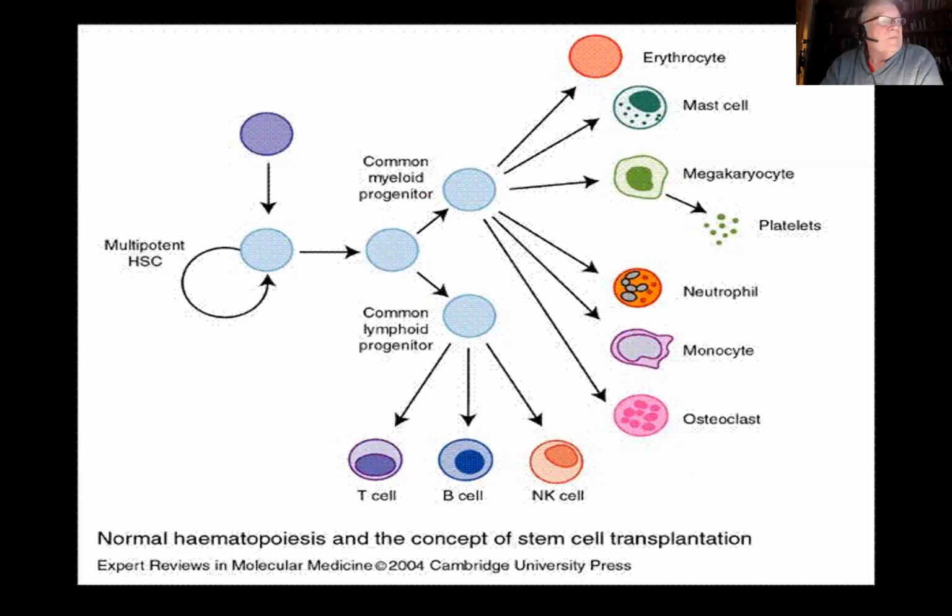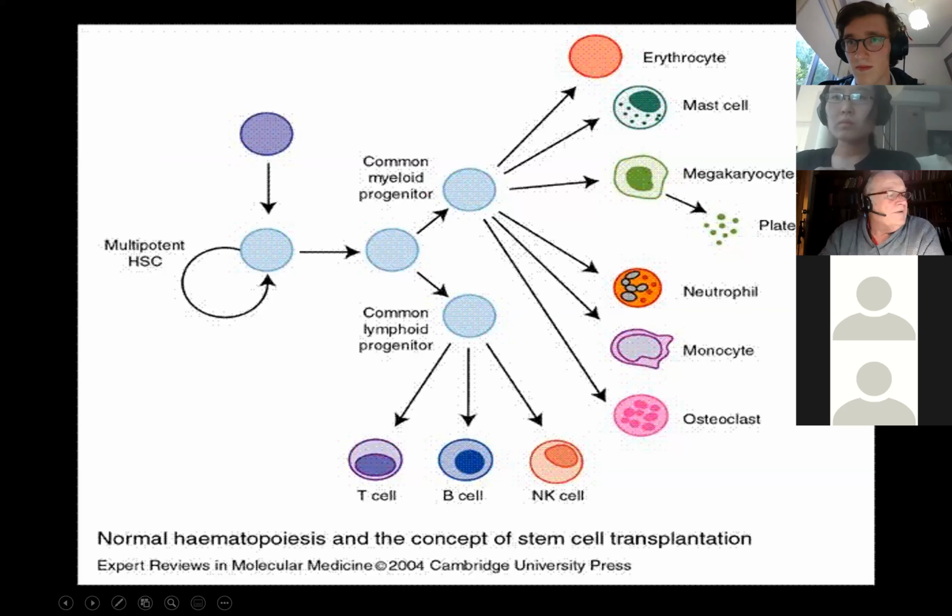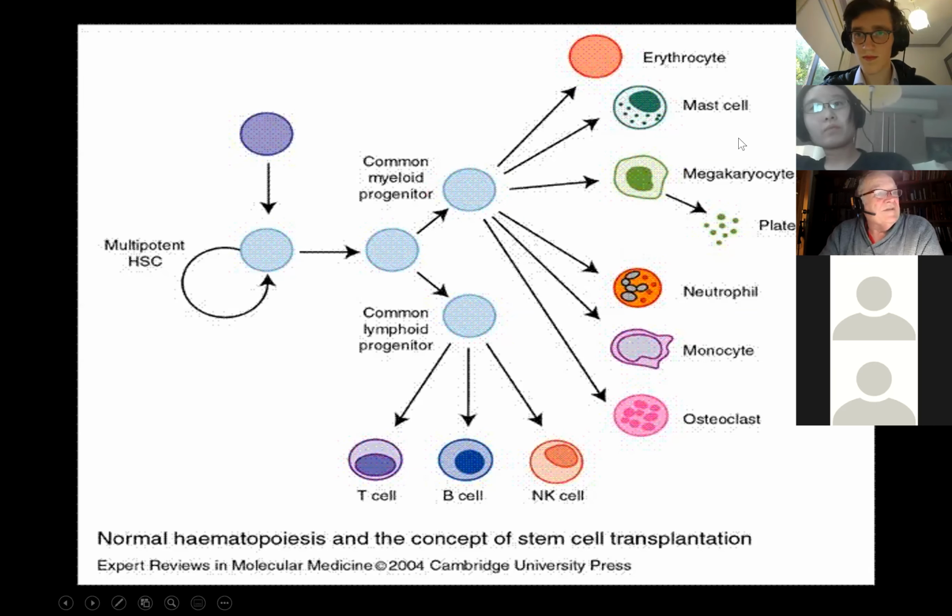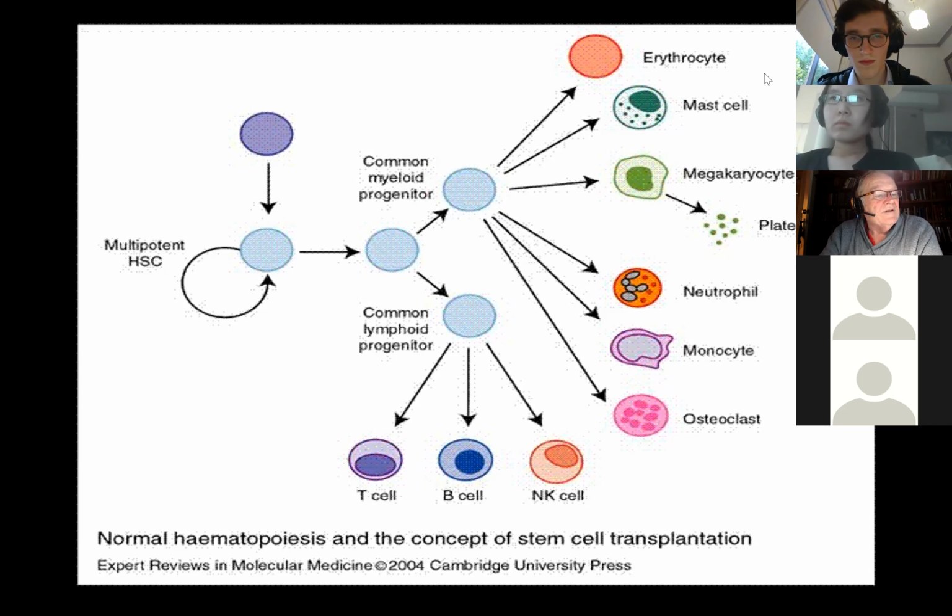So origins. The standard way of thinking about all hematological malignancies is to think of a multipotent hemopoietic stem cell on the left of the diagram. That divides into myeloid progenitors and lymphoid progenitors. The lymphoid progenitors divide into T, B, and NK cells, and the myeloid progenitors divide into the cells of that lineage: red cells, mast cells, platelets, neutrophils, monocytes, and osteoclasts.